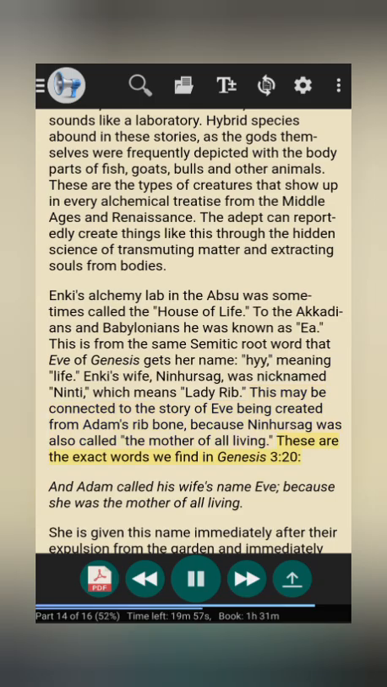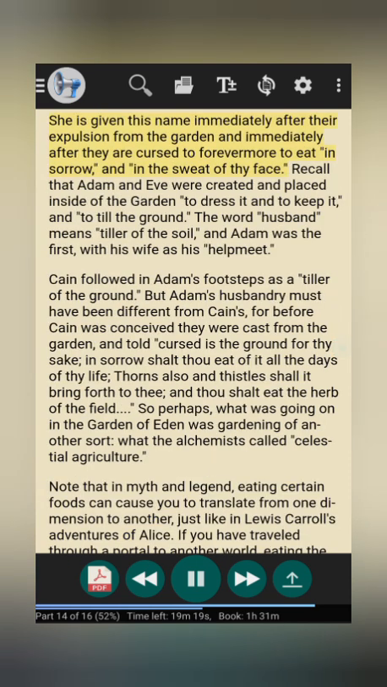These are the exact words we find in Genesis chapter 3, verse 20. And Adam called his wife's name Eve, because she was the mother of all living. She is given this name immediately after their expulsion from the garden, and immediately after they are cursed to forevermore eat in sorrow and in the sweat of thy face. Recall that Adam and Eve were created and placed inside of the garden, to dress it and to keep it, and to till the ground.